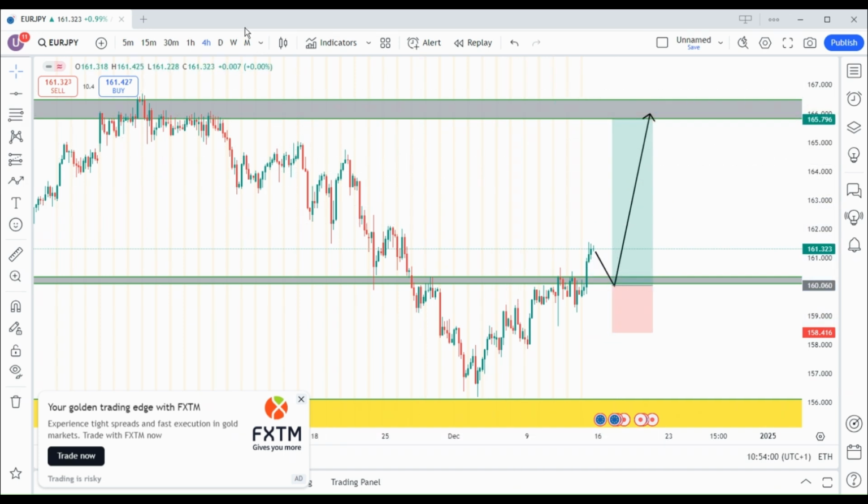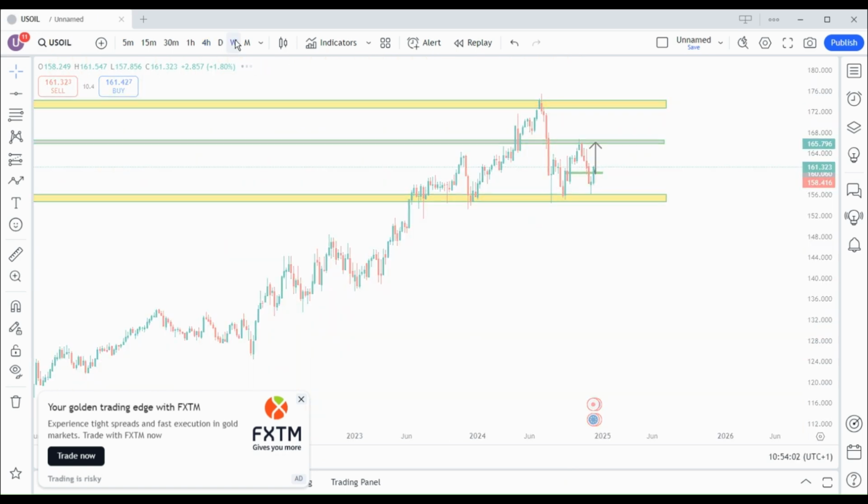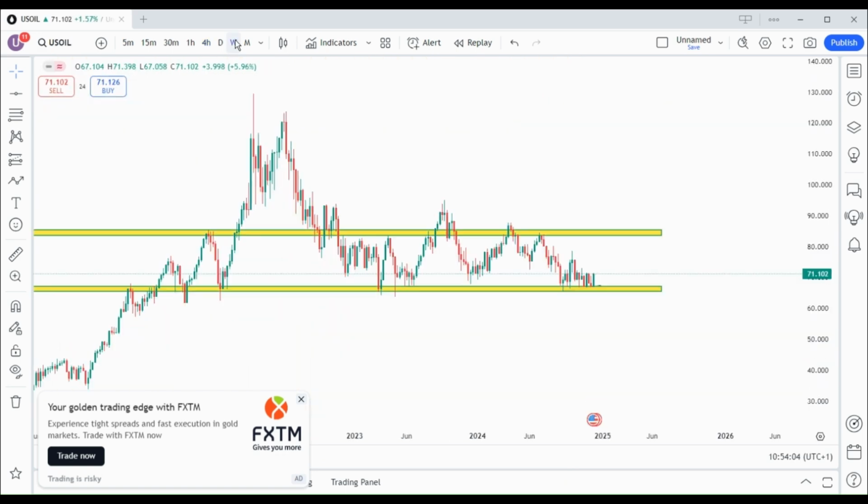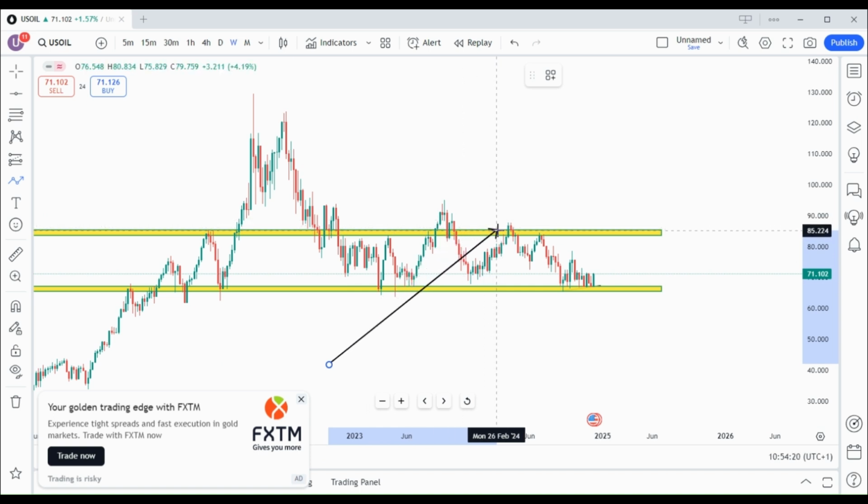So next pair on our list is US oil. So US oil on a weekly time frame, you can see that whenever price comes to this zone, this is our weekly support level. Okay, whenever price comes to this weekly support level, you saw a buying pressure to where? To this weekly resistance level.